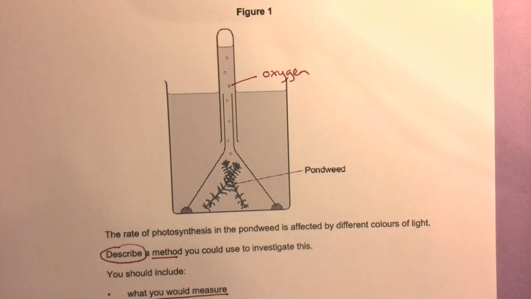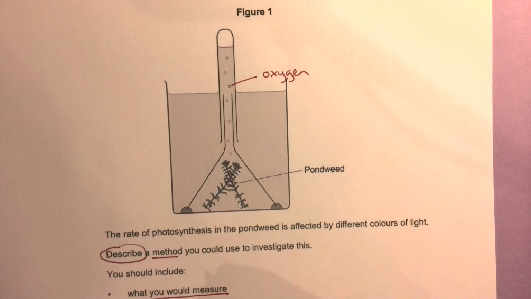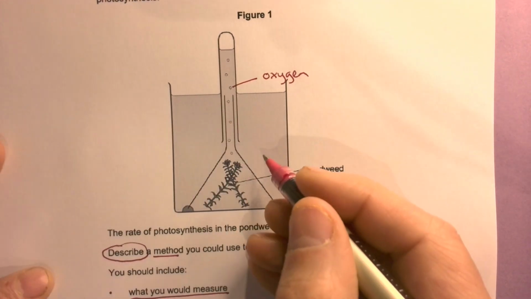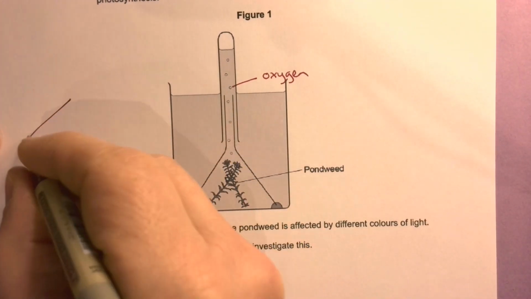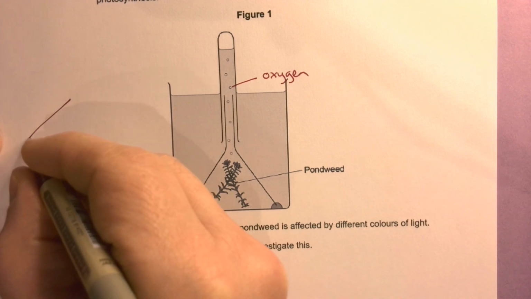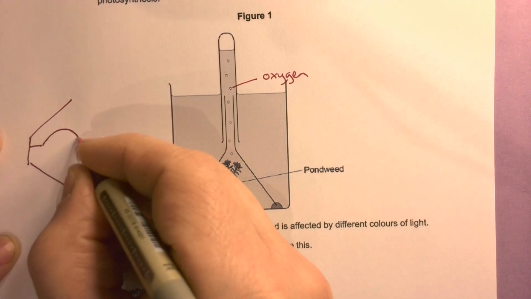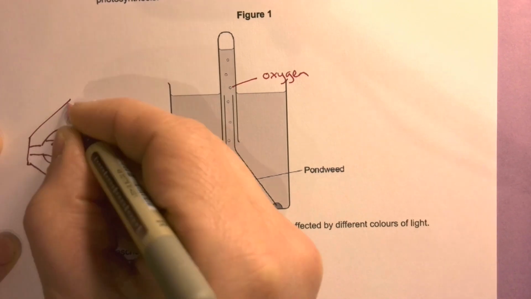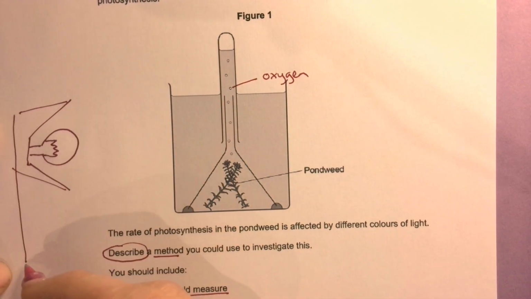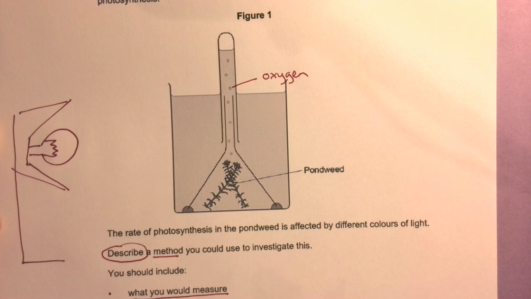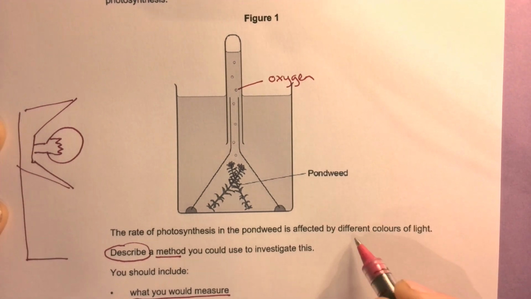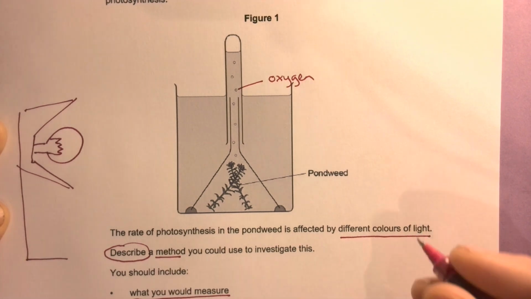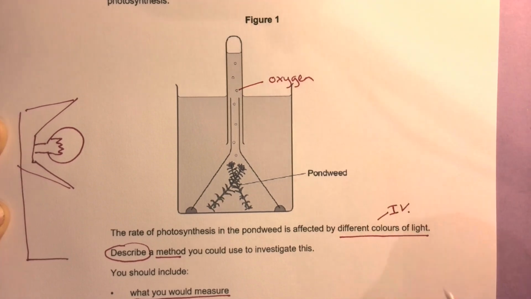So what would we do? Well, first of all, we're going to set up a lamp or something shining at this. So I'm just trying to think what it would look like here. There's my bulb. And then probably going to put some sort of filter in between because I need to change the colours of light. Okay, the practical you've done is probably one where you move the light backwards and forwards, but I need to change the colours of light, so that's going to be my independent variable. It's going to be a thing I change.